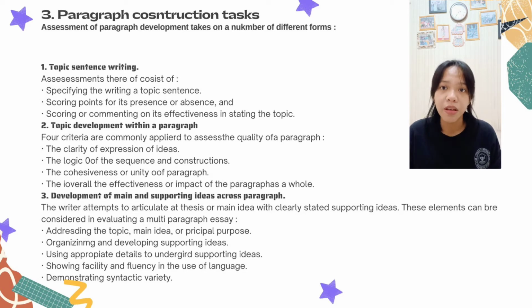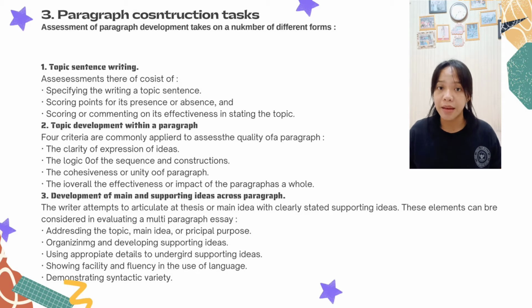Number 2 is topic development within a paragraph. Therefore, criteria are commonly applied to assess the quality of a paragraph: the clarity of expression of ideas, the logic of sequence and construction, the cohesiveness or unity of the paragraph, and the overall effectiveness or impact of the paragraph as a whole. And number 3 is development of main and supporting ideas across paragraphs.